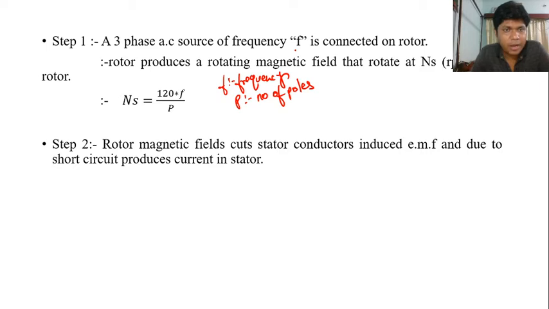Next step is that the rotating magnetic field produced with the help of the three-phase AC supply on the rotor side goes to cut the stator conductors, and EMF is induced on the stator side. Because the stator is short circuited, the stator produces a current. This is step 2, right?